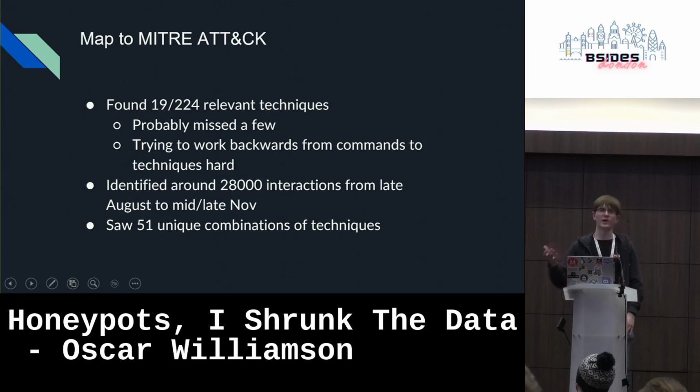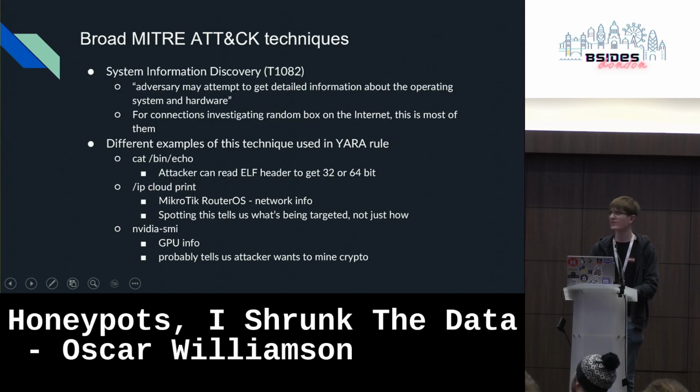The way I tried to look for unique attacks was to look for unique combinations of MITRE ATT&CK techniques. Using that, I was able to identify 51 different attacks. But when you start to drill down into that, because you only have 19 possible techniques, there's a lot of overlap where you saw attacks that were clearly very different being categorized under the same thing. Just to give an example of this, we looked at the system information discovery technique from MITRE ATT&CK, where an attacker tries to get some information about the system.